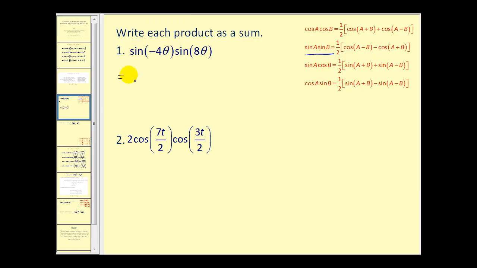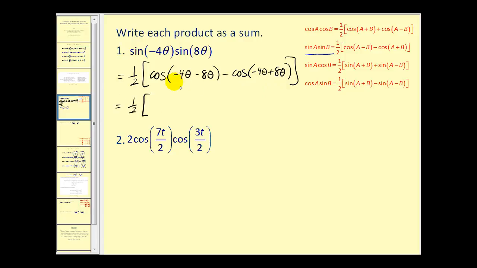This will equal 1/2 times the quantity cosine A minus B, so negative 4 theta minus 8 theta, minus cosine of negative 4 theta plus 8 theta. And that's pretty much it. We have to simplify this, and we now have the product as a sum. Negative 4 theta minus 8 theta would be the cosine of negative 12 theta, minus cosine of negative 4 theta plus 8 theta, which would be 4 theta. So we've taken this product and written it as a sum.